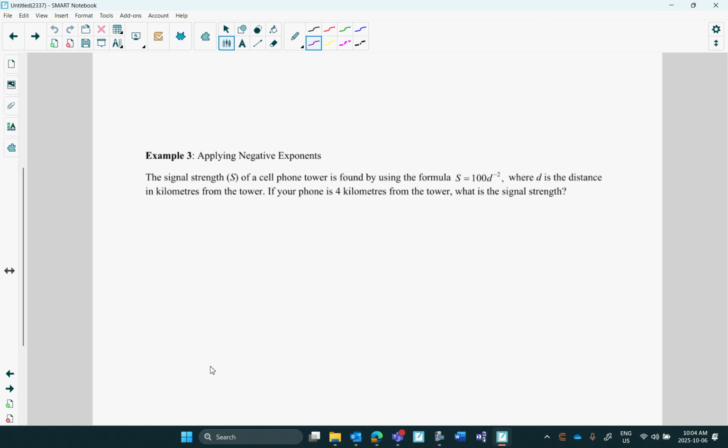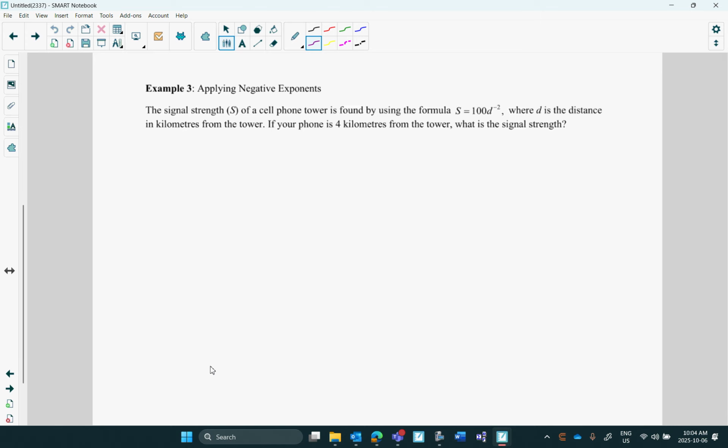There we go. Okay. All this is just how do I do negative exponents on the calculator? That's all. So the signal strength of a cell phone tower is found using this formula, where S is the signal strength and D is how far in kilometers you are from the tower. If your phone is 4 kilometers from a tower, what's the signal strength? I'm telling you that D is 4, so we can replace D with 4.